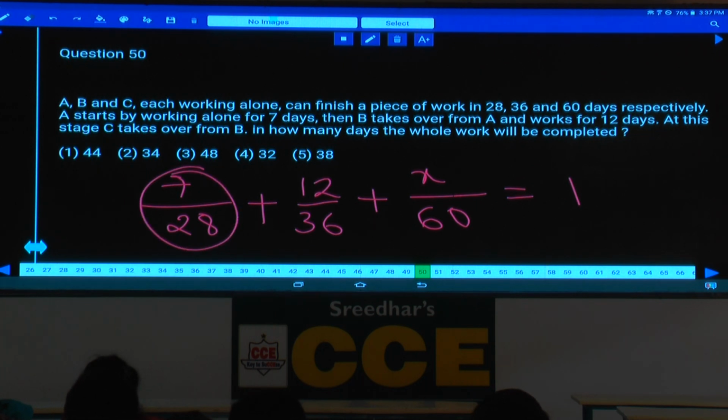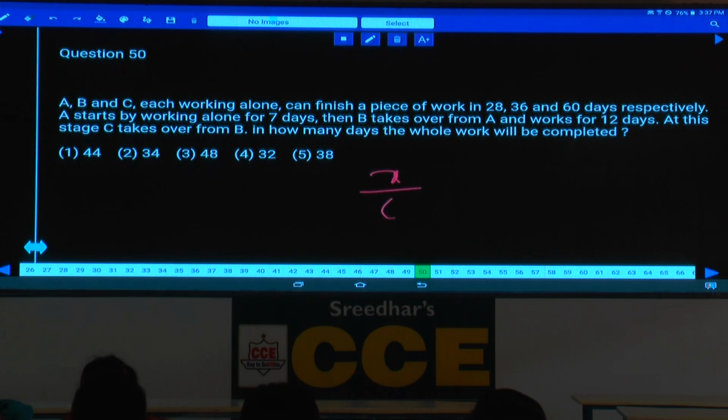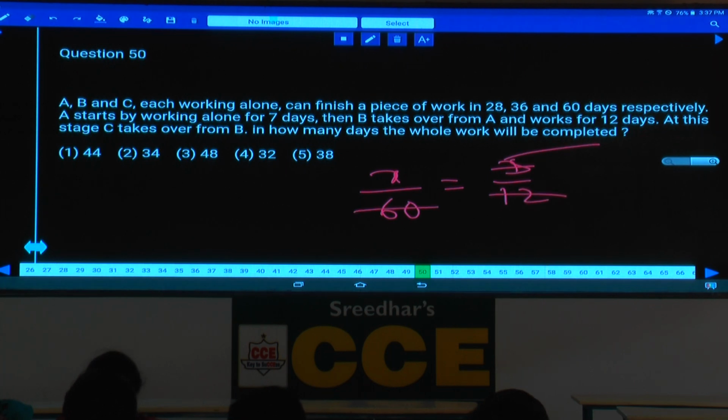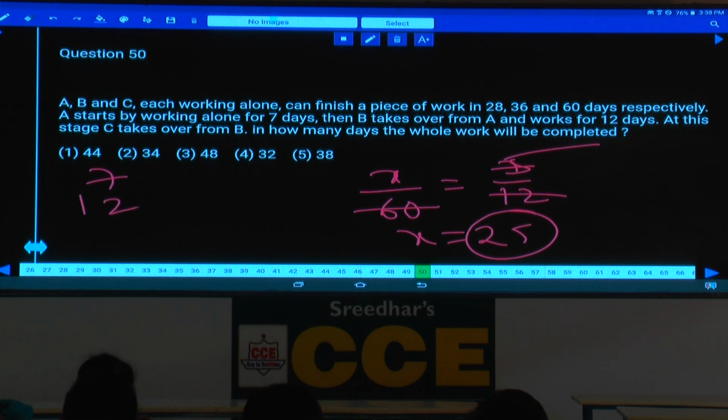1/4 plus 1/3. 1/4, 1/3, 7/12. Take that value to right hand side. 1 minus 7/12, 5/12. So x by 60 is equal to 5/12. 12 5 times, x is equal to 25. So A already worked for 7 days, B worked for 12 days, C works for 25 days. Total work is done in 44 days.